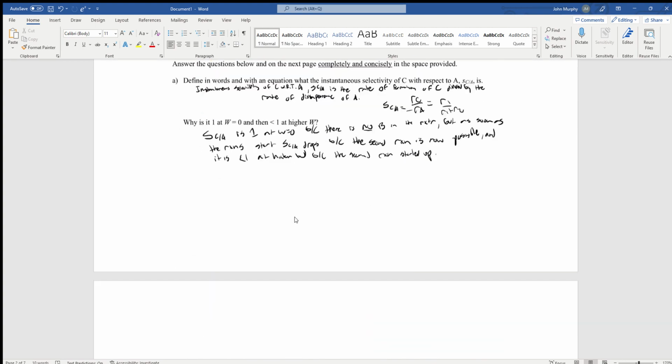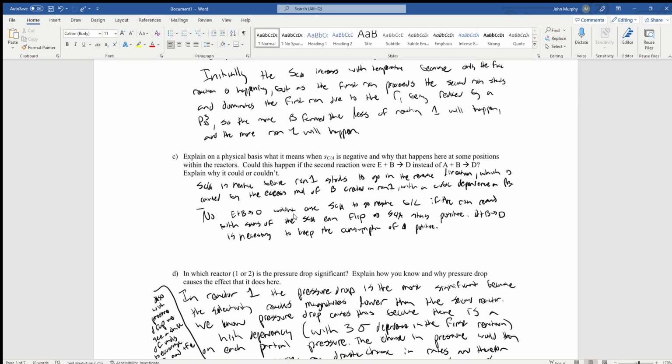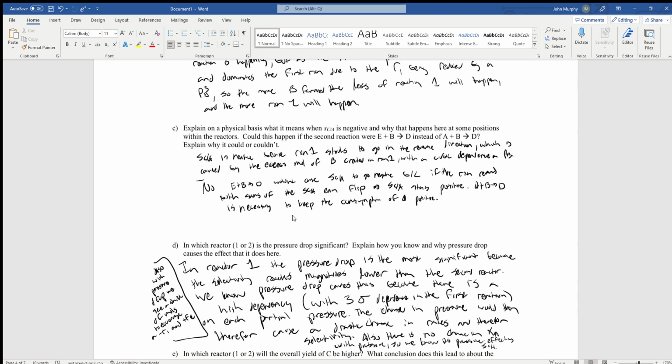Moving on to 3C, it's going to ask us why the selectivity of C to A is going to be negative, and why it happens at some points in the reactors, and what would happen if there's E plus B to D instead of A plus B to D. My answer is selectivity is negative because as the reaction starts, we're going to see that the second reaction isn't going to be in play. But as soon as the second reaction starts being in play, we're going to see some more and more.